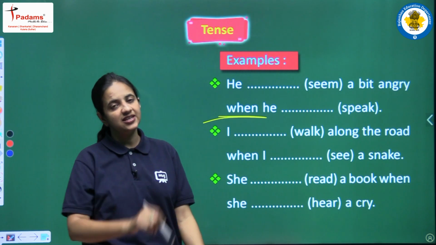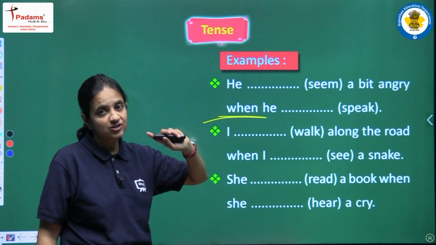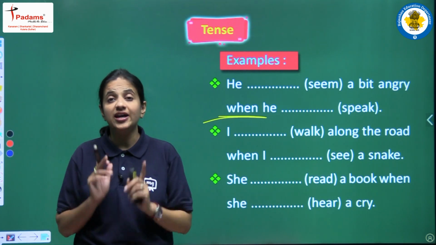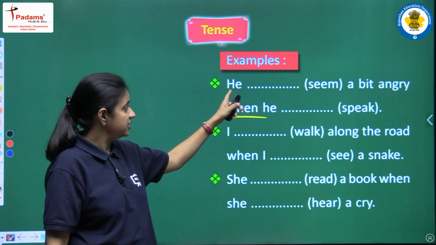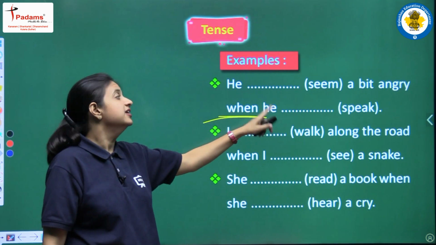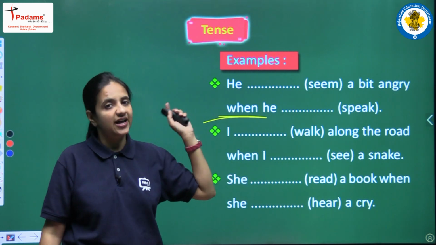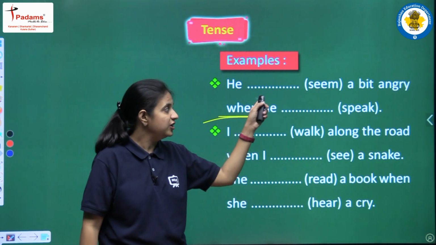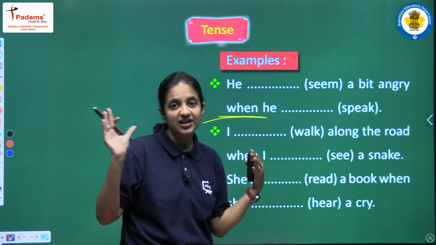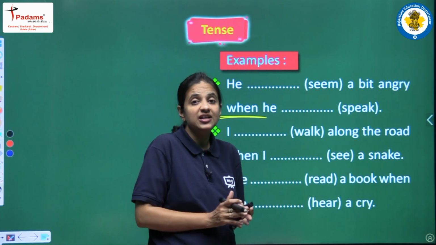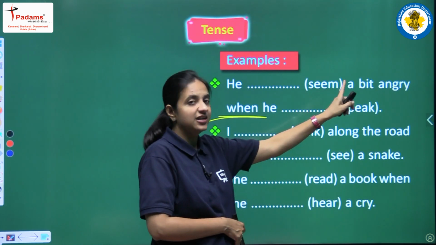We have discussed that when is a conjunction also. So we have two clauses here. So students, you have to read the sentence very carefully. The first clause is he seemed a bit angry. Second clause is he speak. Okay, and we have when as a conjunction. So we have two clauses in which we have two different actions, two different activities. So let's see how we will fill the blanks. Let's see the first one. He seemed a bit angry.